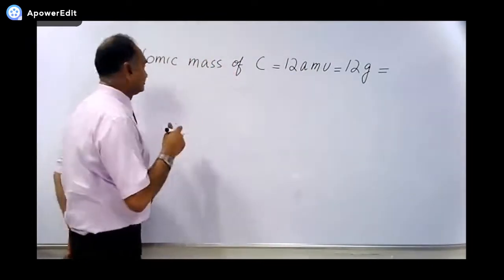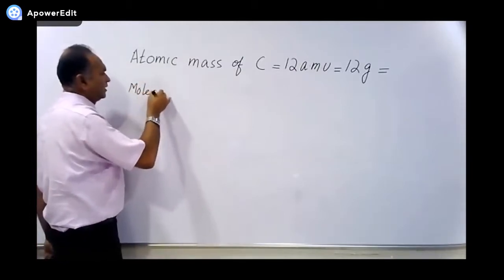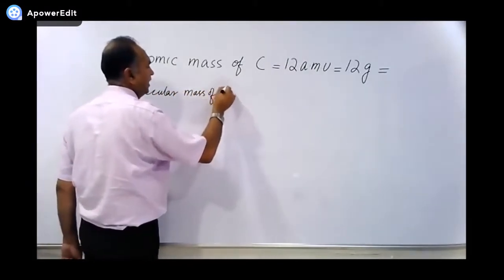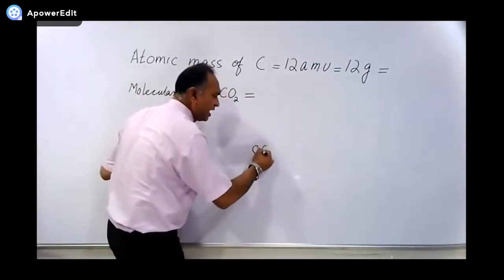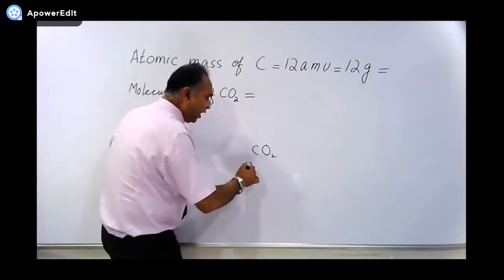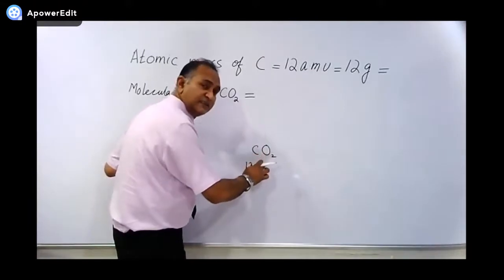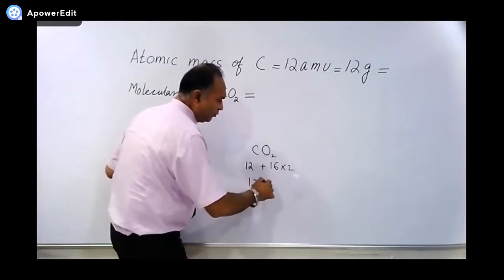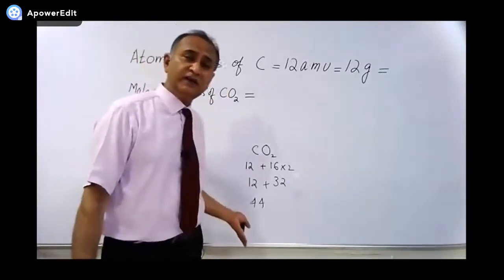See another example. Molecular mass of carbon dioxide. Carbon dioxide, CO2. Carbon, what is the atomic mass of carbon? 12. How many carbons? Just one. We should multiply by 1. Plus 16 is the atomic mass of oxygen. How many oxygens? 2. 12 plus 32, 44 is the molecular mass of carbon dioxide.